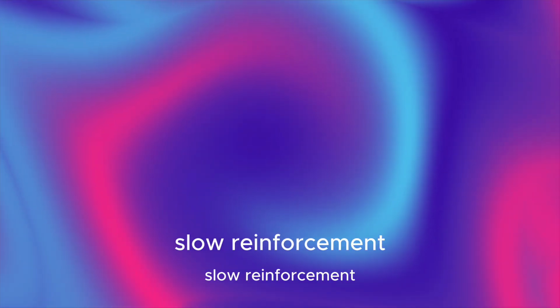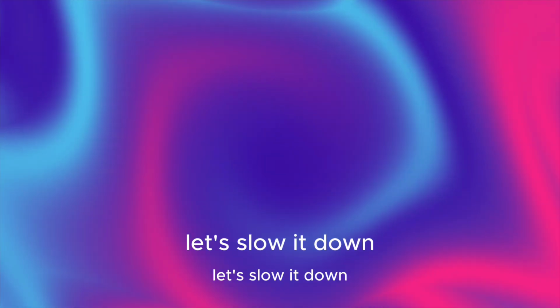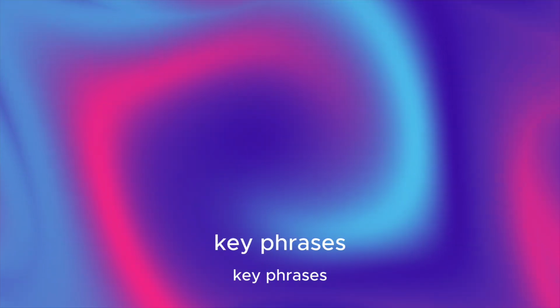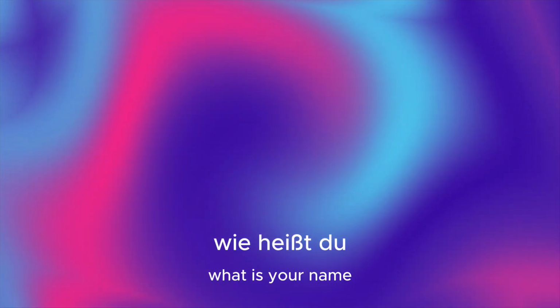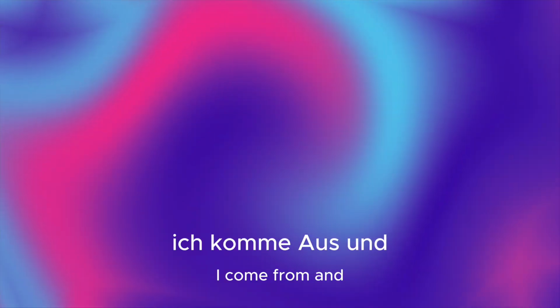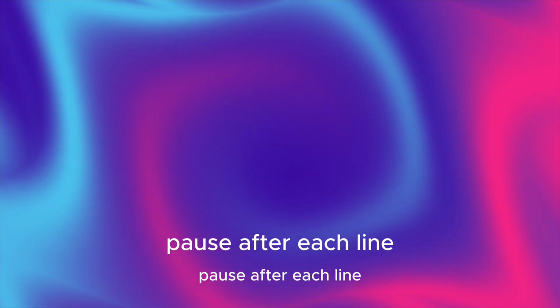Section 8. Slow reinforcement. Let's slow it down. One more time. Key phrases. Wie heißt du? Ich heiße. Woher kommst du? Ich komme aus. Repeat each one slowly. Pause after each line.